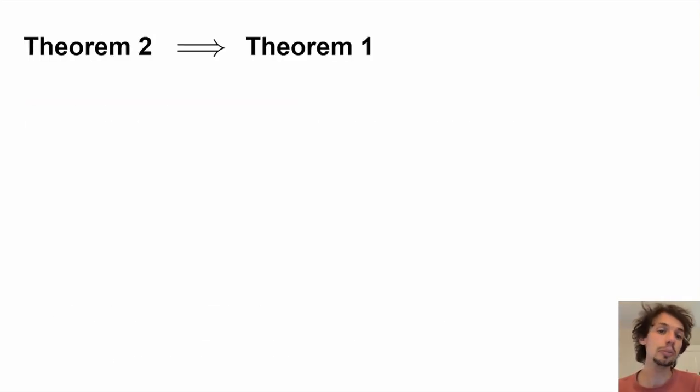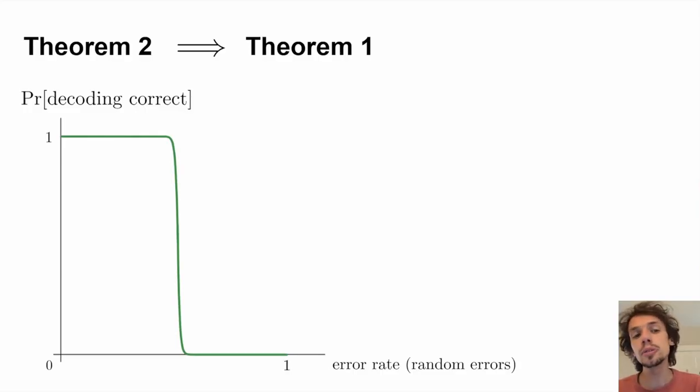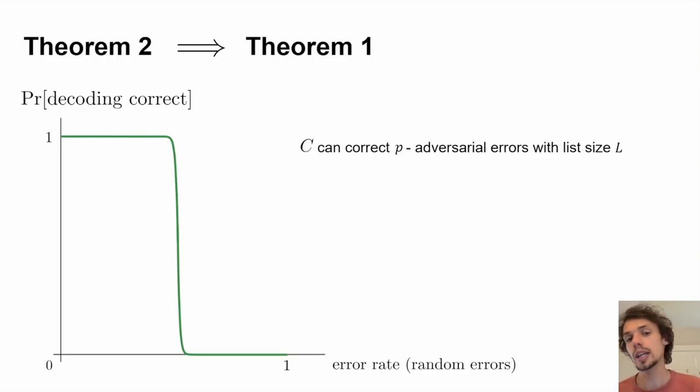So let's prove that theorem 2 implies theorem 1. Theorem 2 was the statement that if you take any linear code C with super constant minimum distance, then its probability of decoding success will have a sharp transition. What we'll want to show for theorem 1 is that as long as C can list decode pn adversarial errors with a list of size L that's not too large, and I'll make it clear in a bit what I mean by not too large, then C can also uniquely decode random errors of probability around p, so p minus little o.